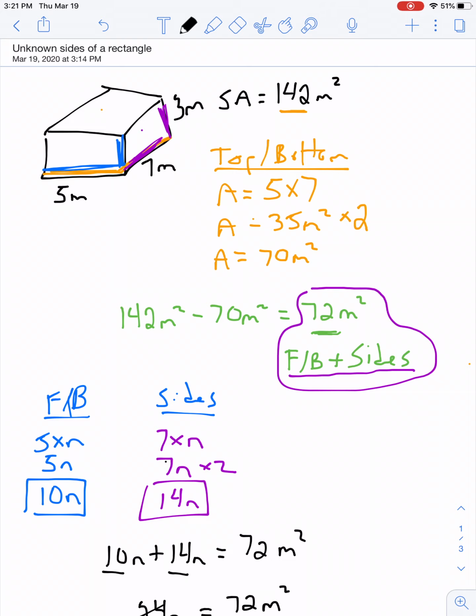One of the ways that we could check this, if you wanted to make sure that you got the right answer, is to simply go back and find the surface area of all the pieces and see if it adds to 142 meters squared. If it does, we did it right. If it doesn't, then it's not.